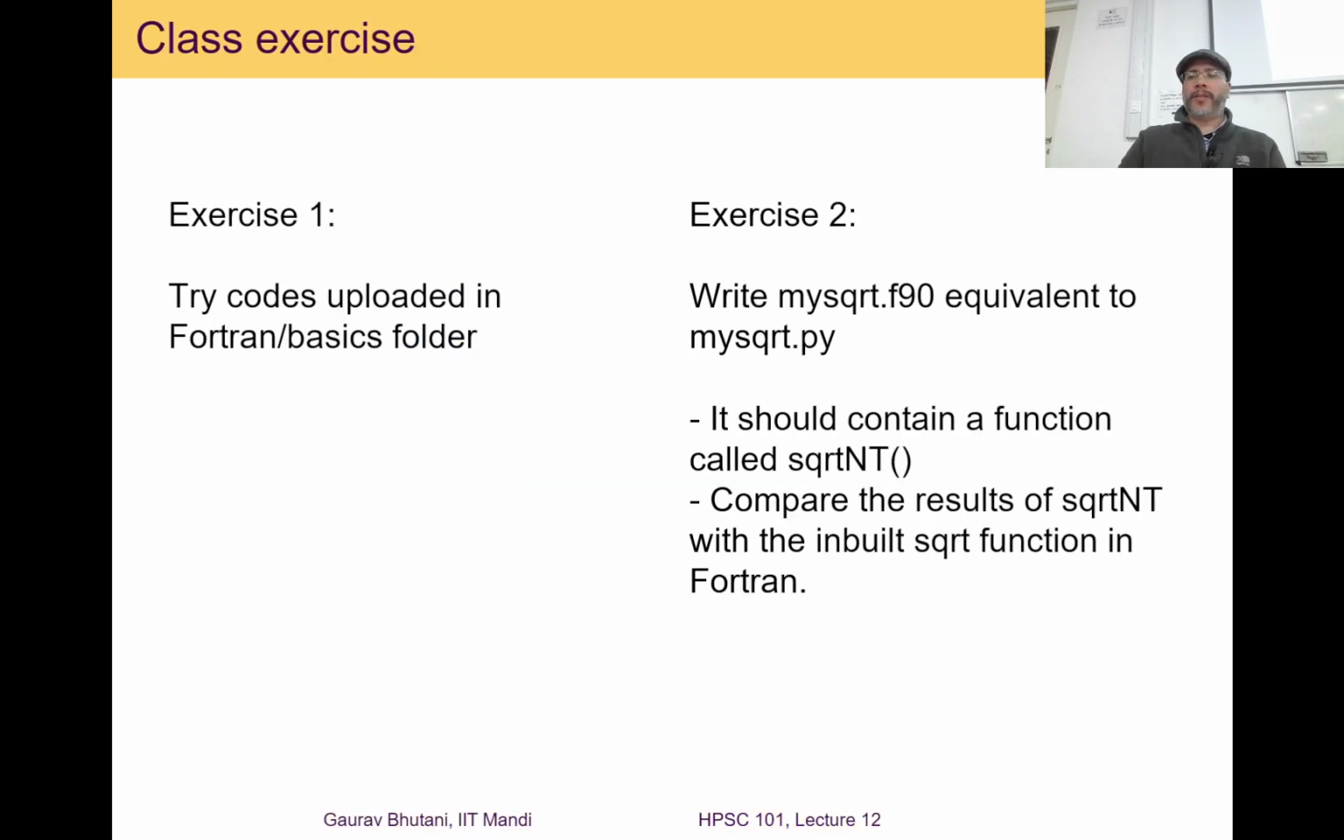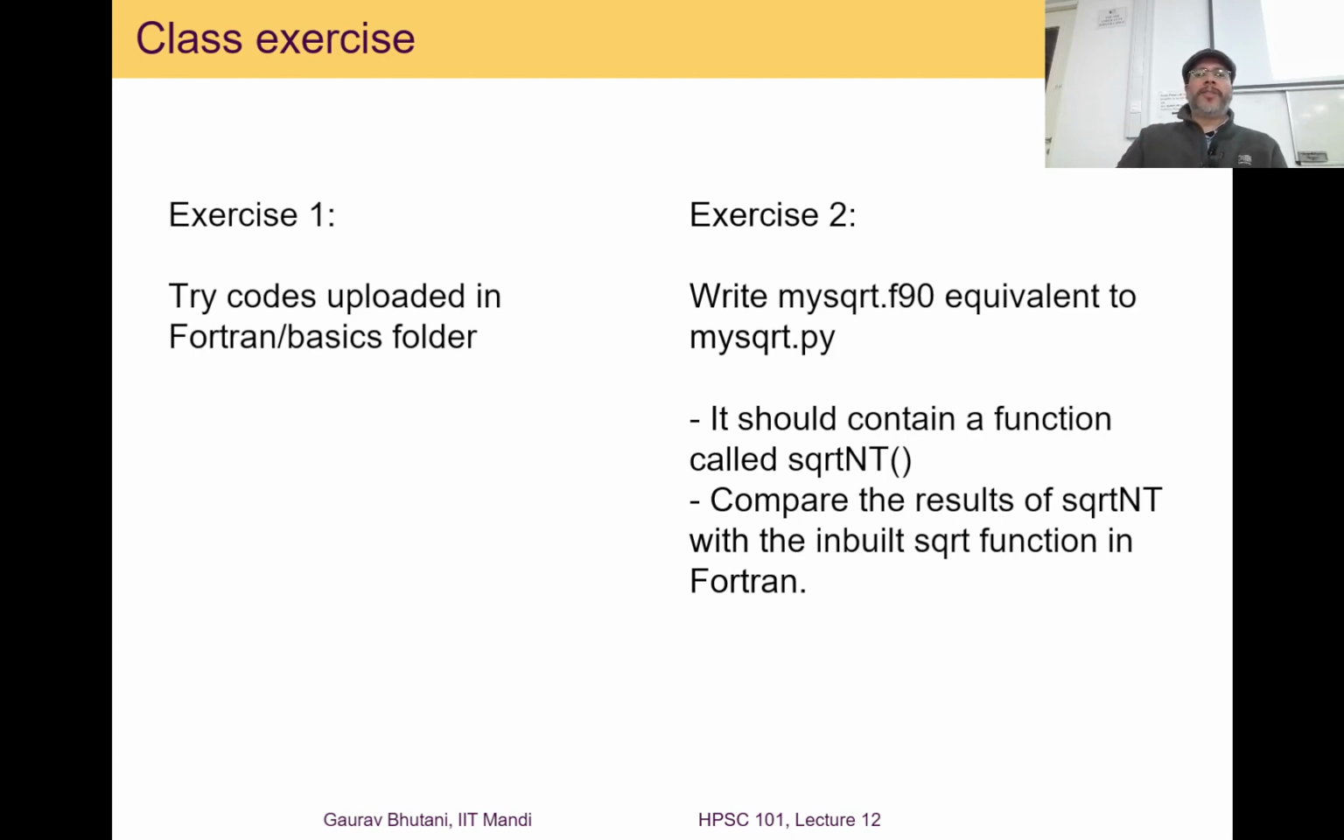So we have two levels of exercises. Of course, you can't finish everything today. One is you have to try the Fortran codes available in the basic folder. Do try it out. Do read the codes, a couple of them at least, the ones we have discussed in the class. I'll put these PDFs on Moodle. Exercise 2 is more interesting. You can also take it as homework.